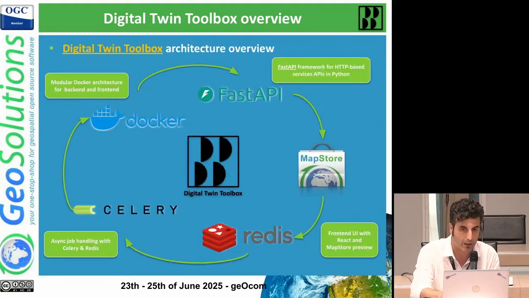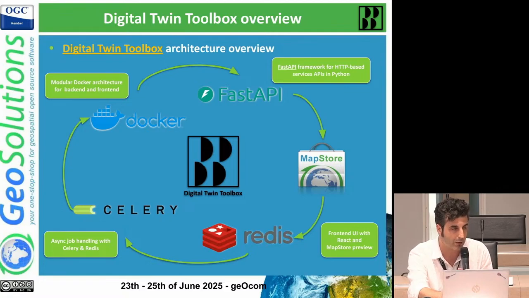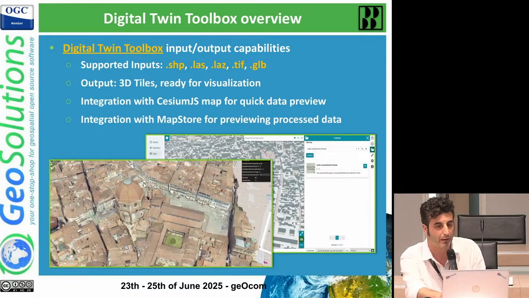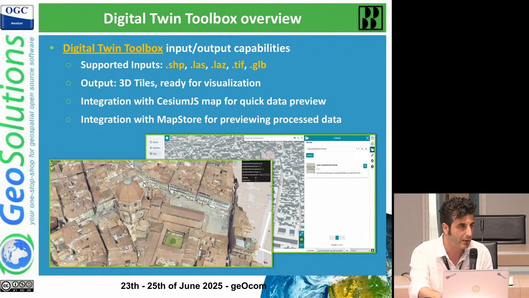So here we can see together a really quick overview of the digital twin toolbox architecture, just to highlight its main parts. We can see how both front-end and back-end modules are organized with a modular Docker architecture. There is FastAPI for managing back-end services, MapStore as usual for the preview, and Celery and Redis for the asynchronous job handling.